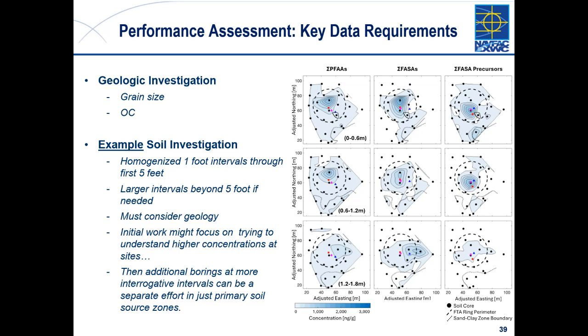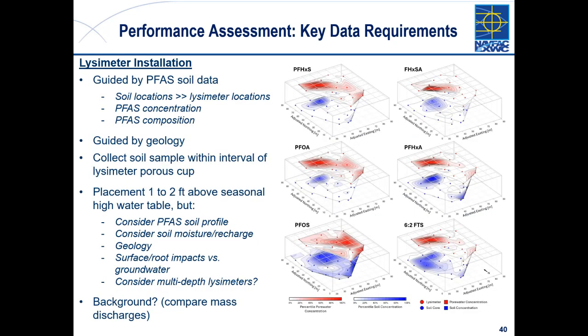Let's go to slide number 40. We can talk a little bit about lysimeter installation, and how I like to do these sites. I like to go out and get some soil data first. I like the soil data to guide, at least in large part, where I put lysimeters. And typically we have a lot more soil data, or at least soil locations, than we do lysimeter locations. The lysimeter gives us great information not only on PFAS concentration, but also the PFAS composition.